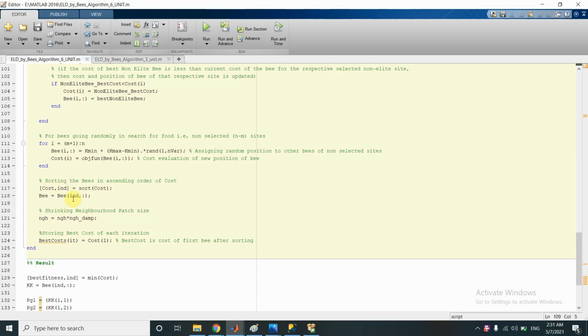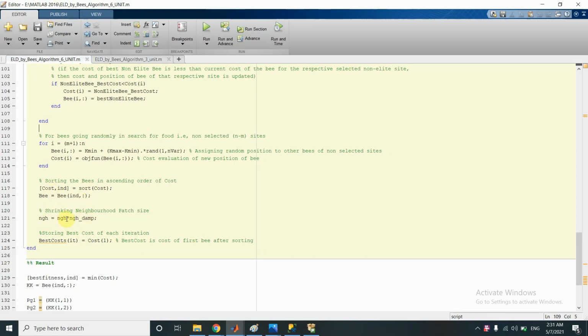And then, using those sorted indices, we will arrange the Bs in terms of those indices. So using that, we will arrange the B position matrix as well according to the sorted cost indices.